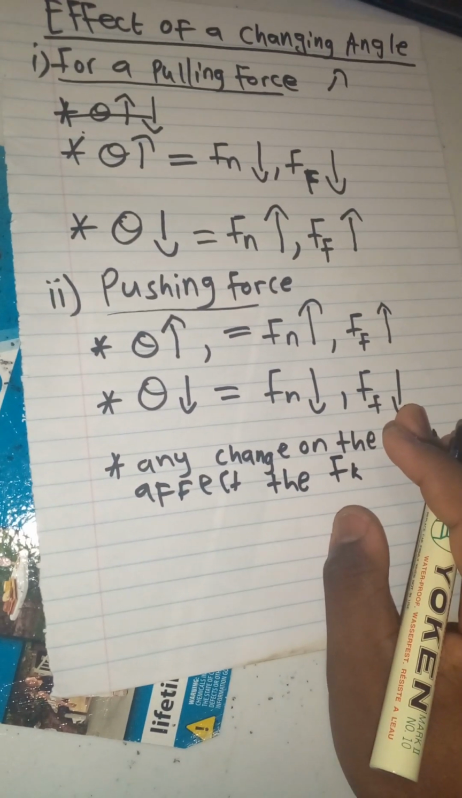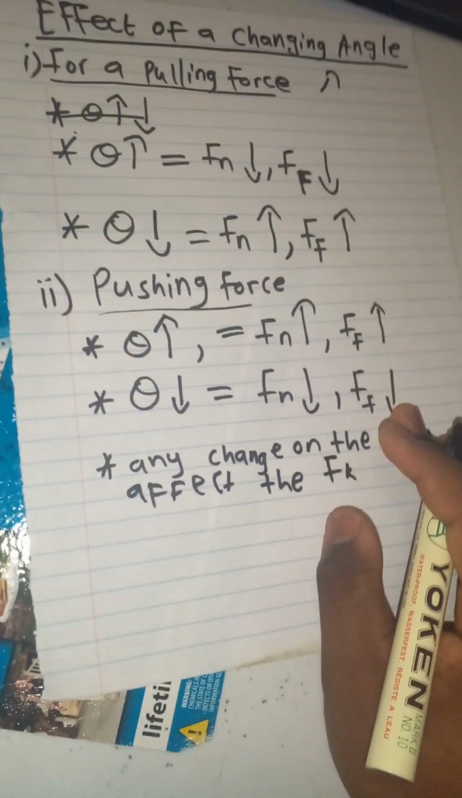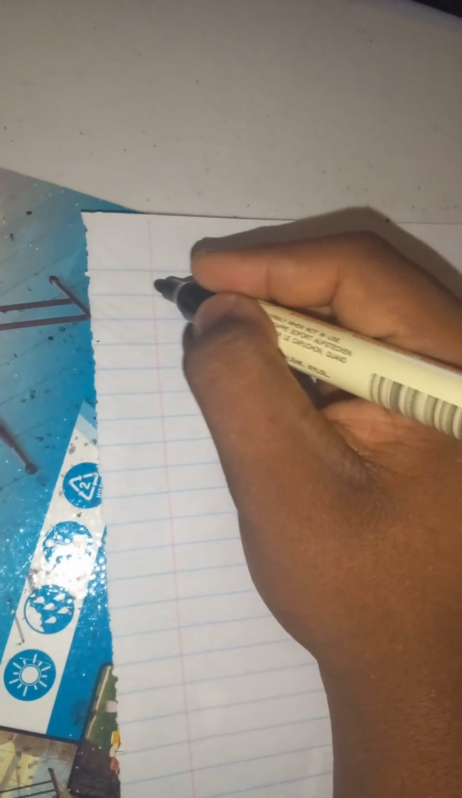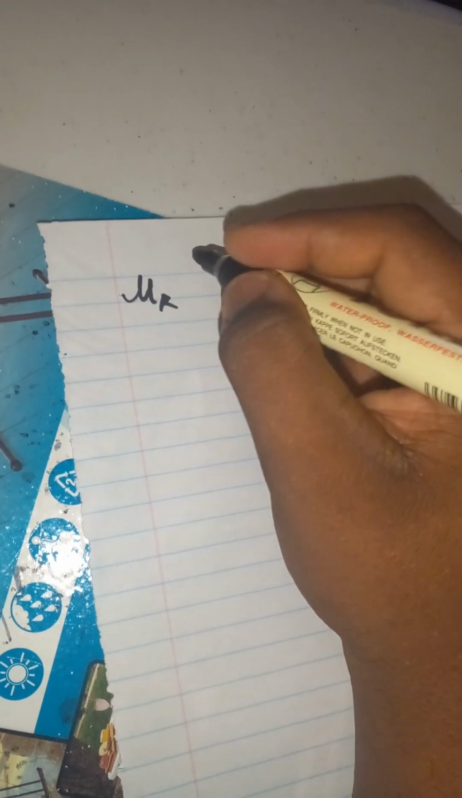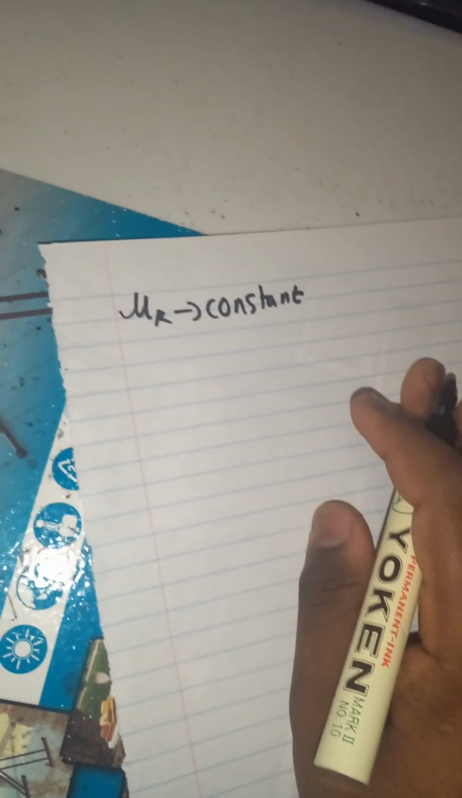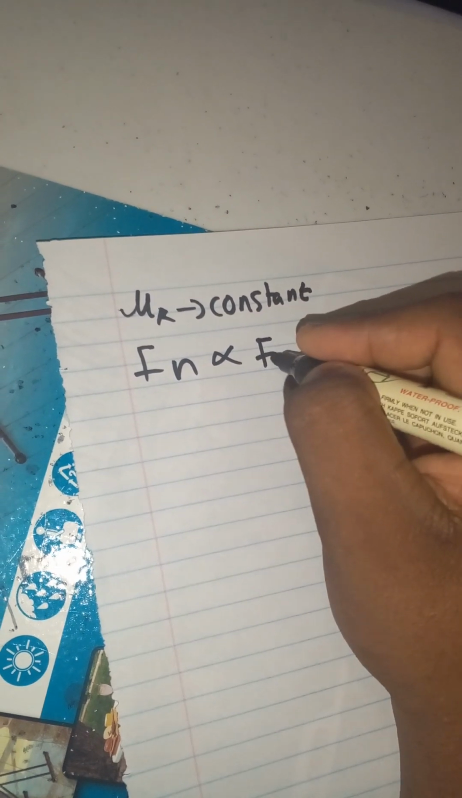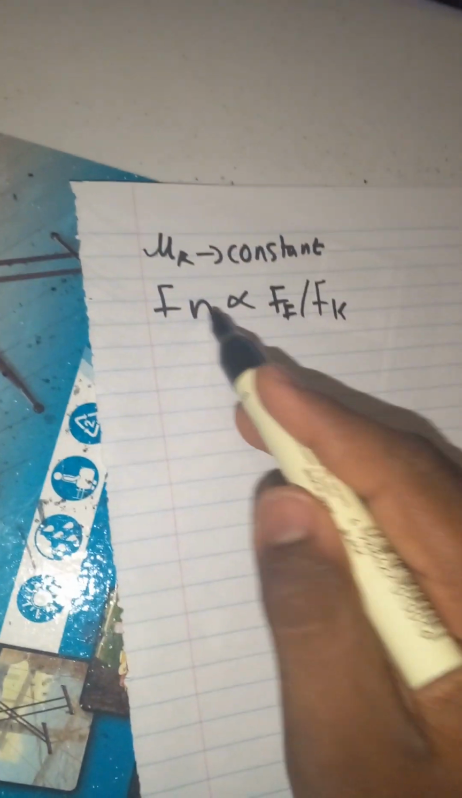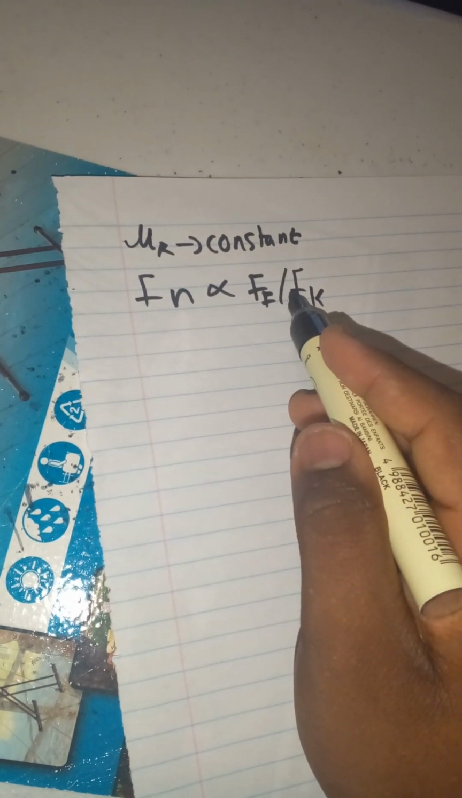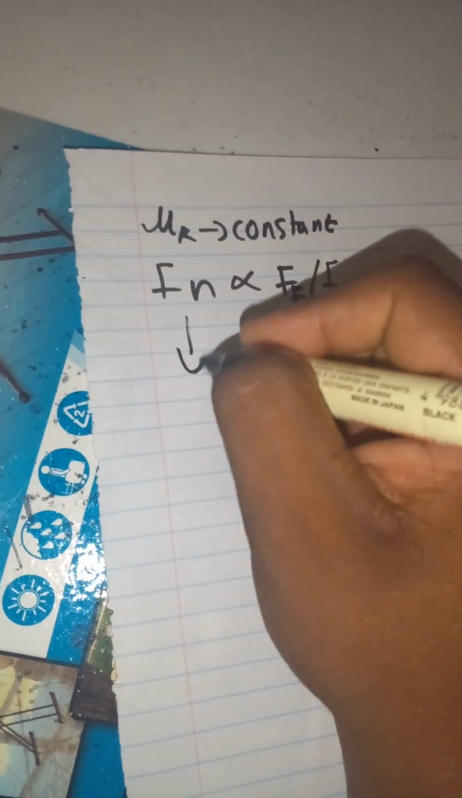Okay, so now let's go to the different one. A few last things that you have to know. The mu k is a constant, obviously, I told you. Another thing you have to know: the normal force is directly proportional to the kinetic frictional force, or FK. So if the normal force is directly proportional to the frictional force, and the frictional force decreases, even this one will decrease. These are the first things that you have to know.